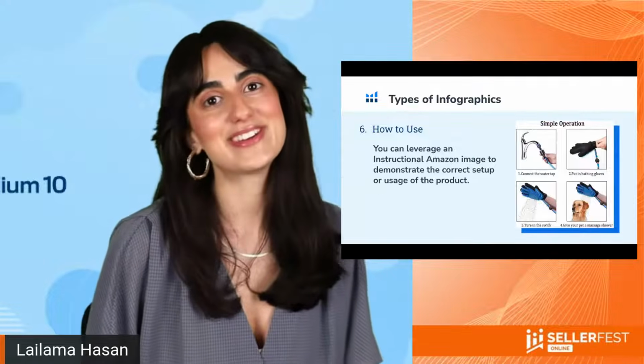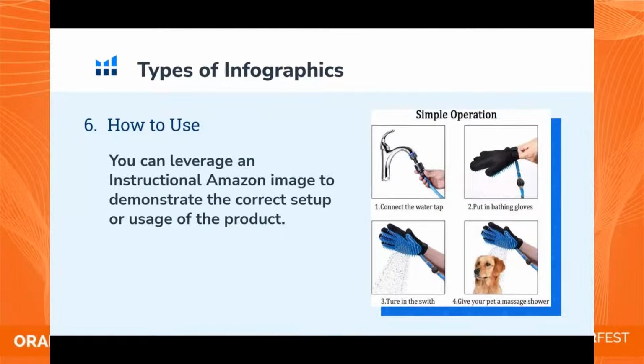And the next one is the how-to-use infographic. You can really leverage an instructional Amazon image like this to demonstrate the correct setup or usage of your product, right? This is especially important for, I want to say, the electronics category, since not everyone knows how to use tech gadgets or those unique products that we haven't been using in our day-to-day life. Even something like this, in this picture, it's kind of unique. We don't really use something like this in our everyday life.